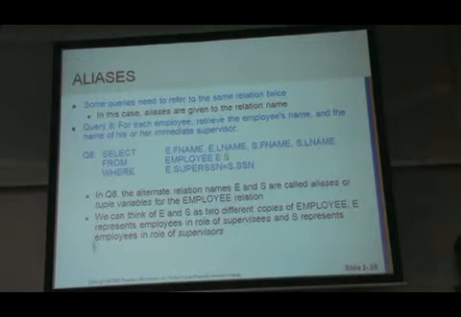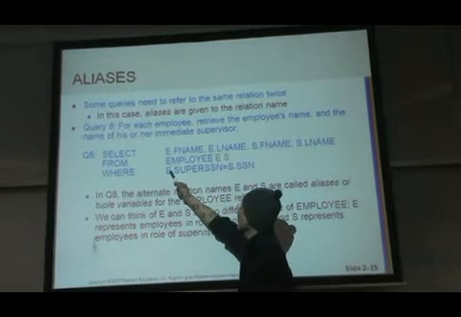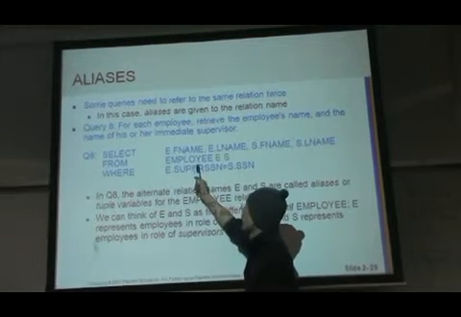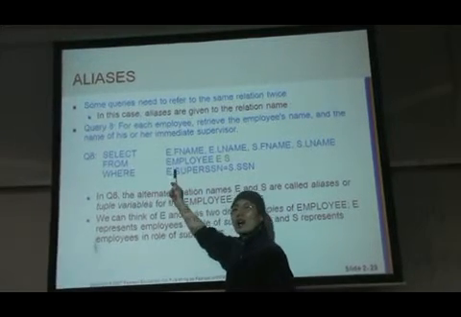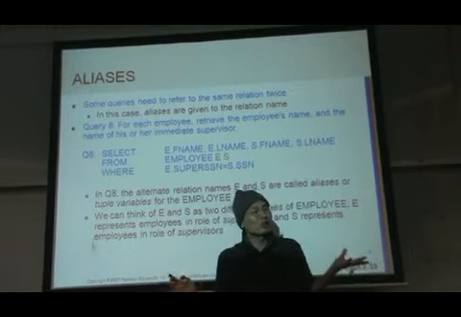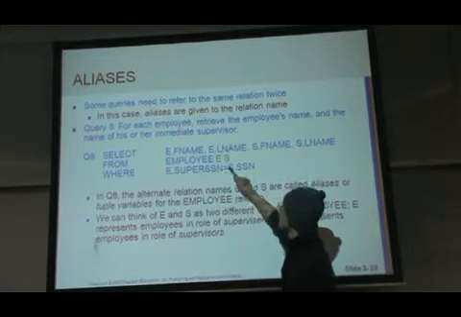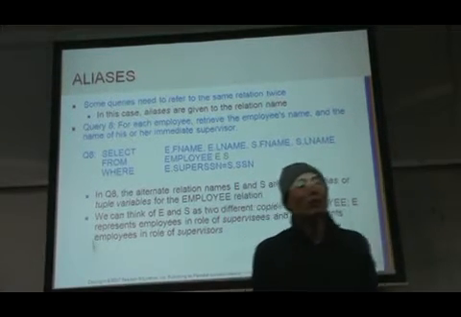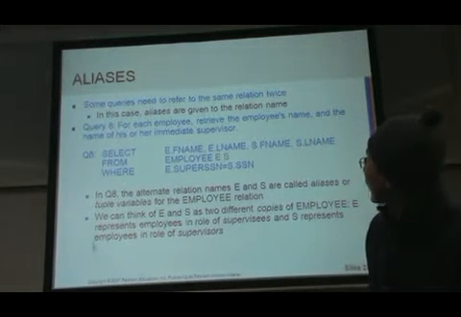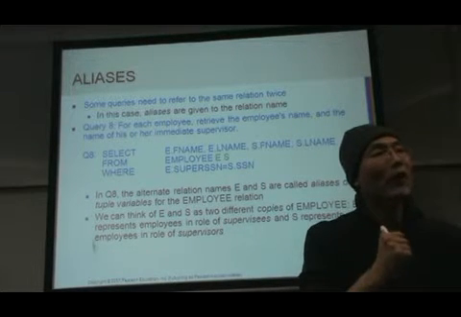Sometimes to simplify. So, for example, employee dot means the column. You can specify the column of a specific name: table name dot column name. So employee dot super SSN is too long. So why don't we use the alias, E dot super SSN, S dot SSN. That is one use of alias: simplifying the name.